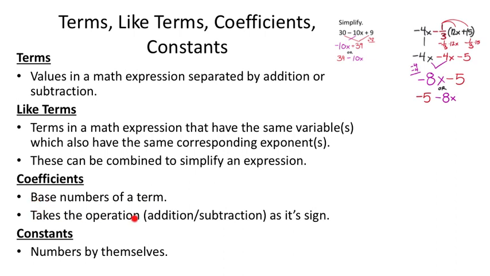Coefficients are the numbers being multiplied by the letter or the variable. So if we go back to this one, we would say that -10 would be the coefficient of the x for both. Or this one, -8 would be the coefficient of the x because it's being multiplied by the letter. It's the number in front of the letter. And then we also talked about constants.